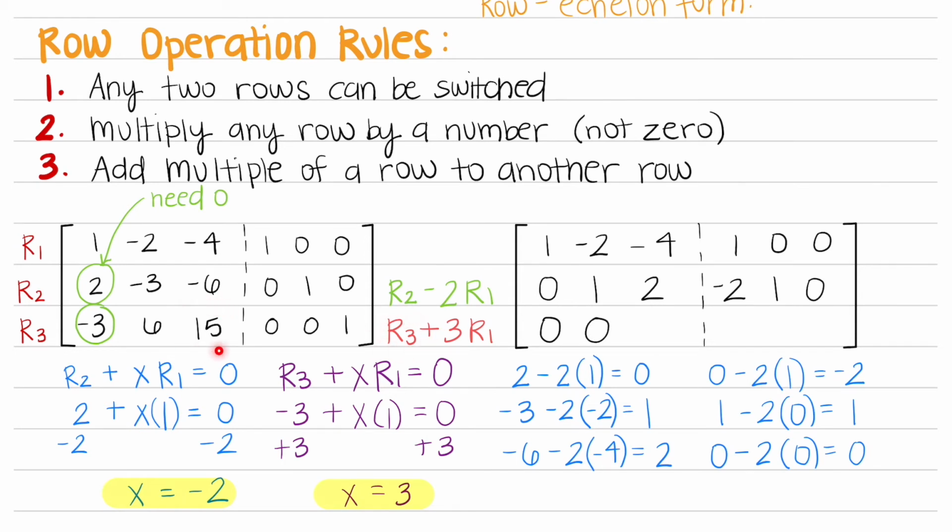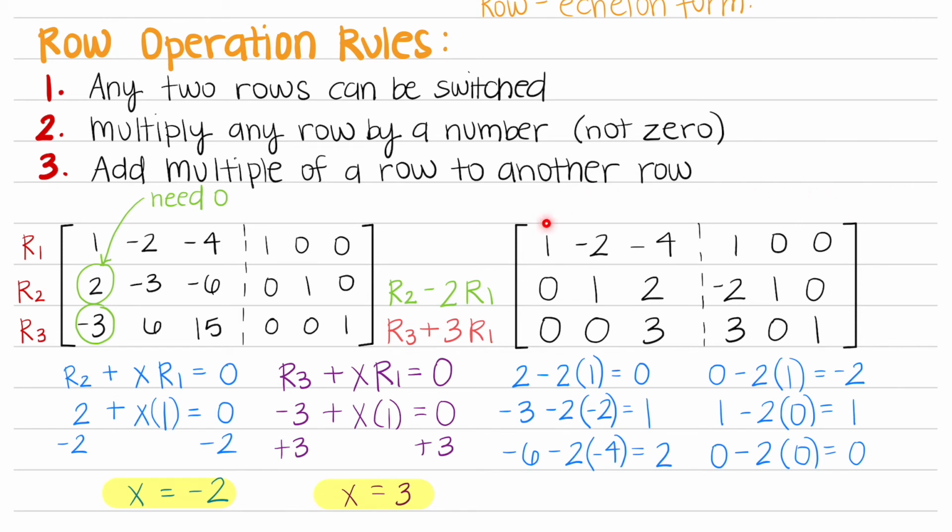And let's move on to the third term. We have 15 plus 3 times our third term in row 1, which is negative 4. So we have 15 minus 12, which is 3. Now let's move on to our fourth term. So 0 plus 3 times our fourth term in row 1, which is 1. So we have 3. And our fifth term, 0 plus 3 times our fifth term in row 1, which is 0. So we have 0. And our last term in row 3 is 1 plus 3 times the last term in row 1, which is 0. So we're just left with 1.